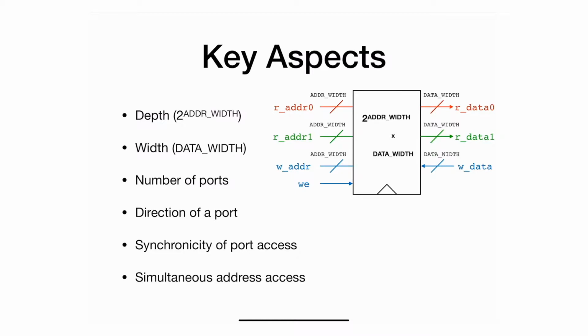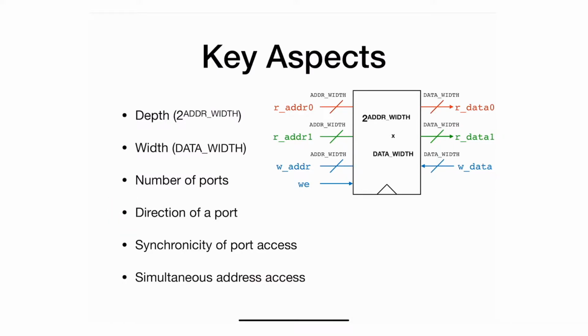Also, the other key aspect is the width, and the data width is going to be another parameter that will describe how many bits is a word, basically the width of a word. Of course, we're going to have to specify the number of ports and the direction of the ports. So for example, in this here, you're going to see that I have 1, 2, and 3 ports. They're colored differently so that we can easily visualize it. Two of these ports, the red and the green, are read ports, and the blue port is a write port. So that's specified with the direction of the port.